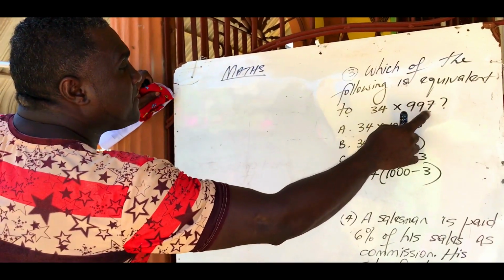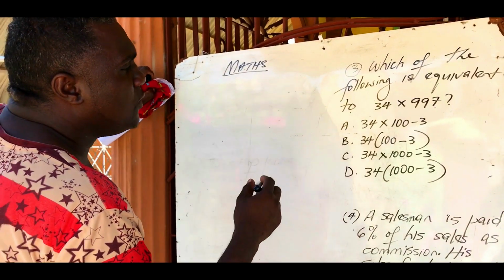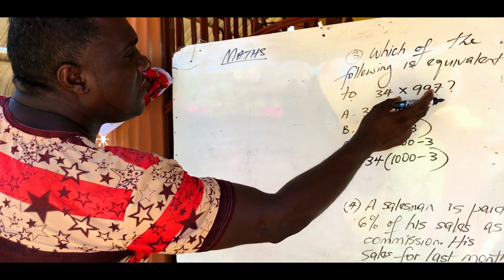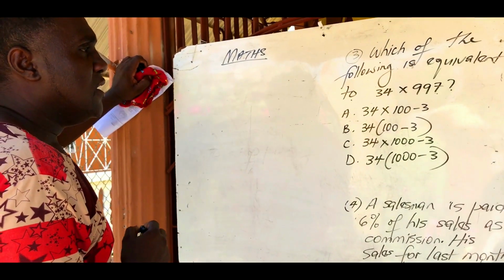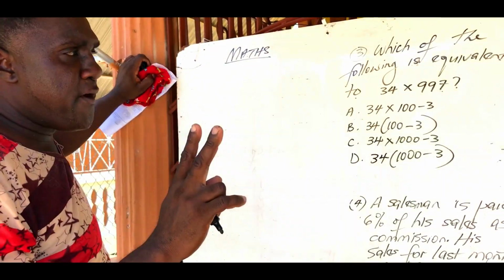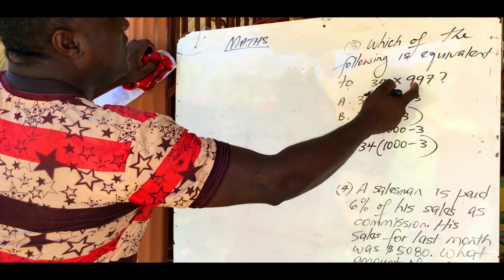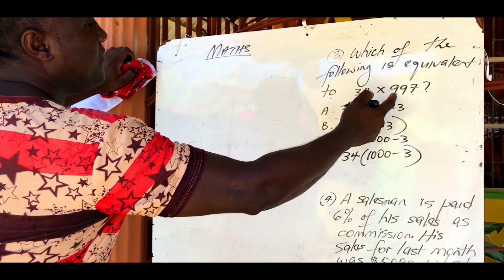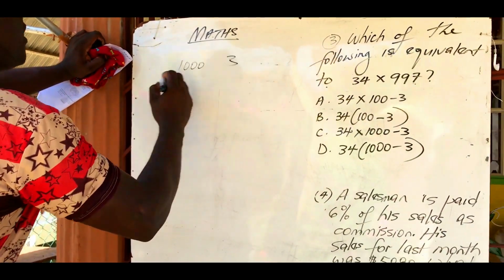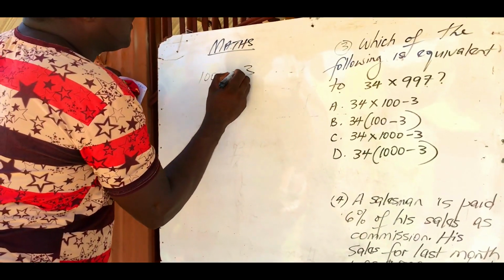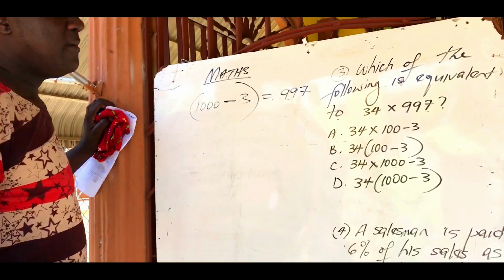So this is 34 times 997. Now, based on what you are seeing here, we have to manipulate this number 997 to get the difference of two numbers. Two numbers that differ to get 997 are 1000 and 3. So we know that 1000 minus 3 is equal to 997.